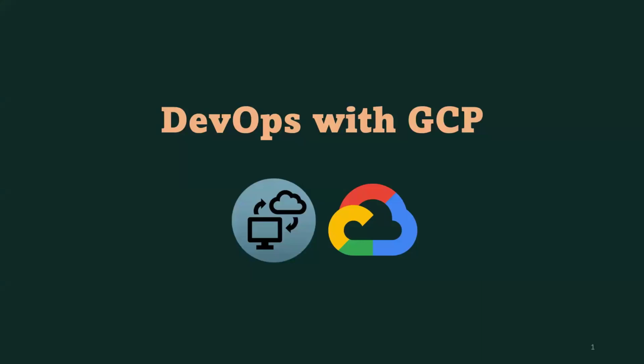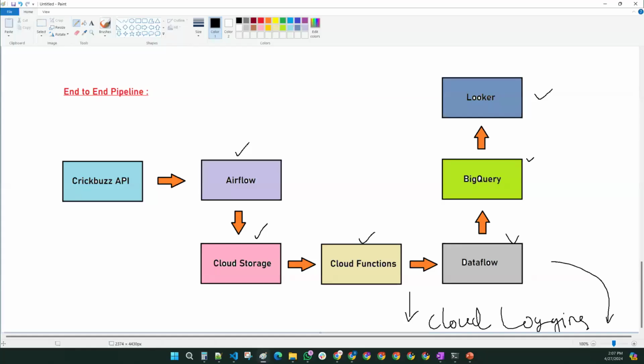Okay, so the course name is DevOps with Google Cloud Platform. You can call it Google Cloud Platform with DevOps, or whatever you like, guys. We are going to learn the DevOps practices, and we are going to implement the DevOps practices in the Google Cloud Platform. So for today's session, we will plan it like this.